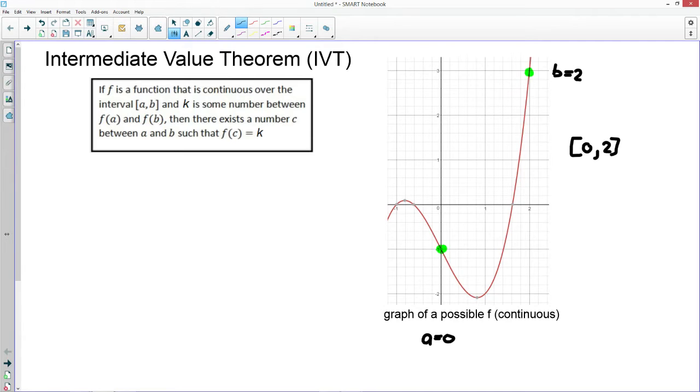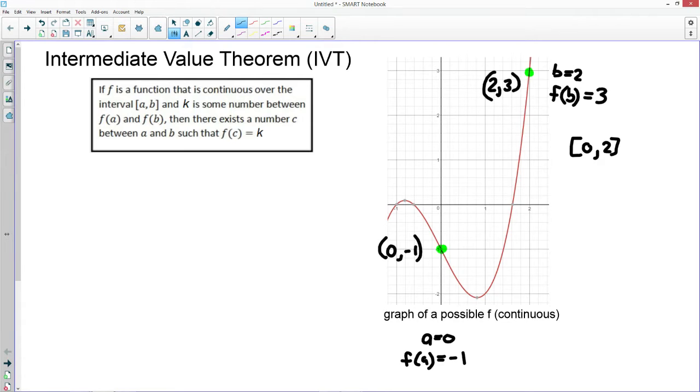Okay, and k is some number between f of a and f of b. Now, f of a is the y value, of course, and f of b is the y value at b. So let's be clear about that, right? So in this case, f of a, as I have it drawn here, is equal to -1. And f of b is equal to 3, right? So x value 2, so this is the point 2, 3. And this is the point 0, -1. Okay, right? So it says, and k is some number between these two.